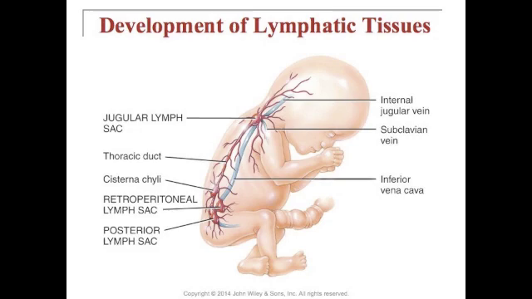The spleen develops from the mesenchymal cells between the layers of the dorsal mesentery of the stomach. The thymus arises as an outgrowth of the third pharyngeal pouch.